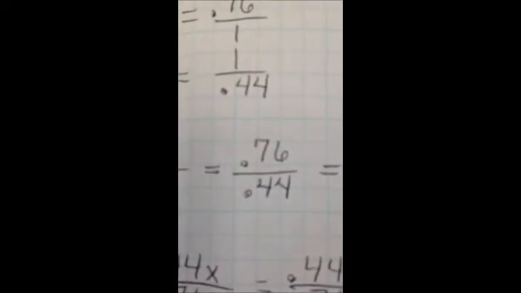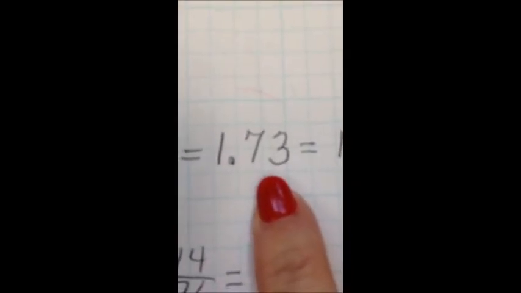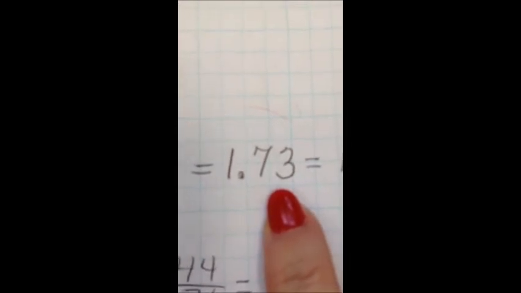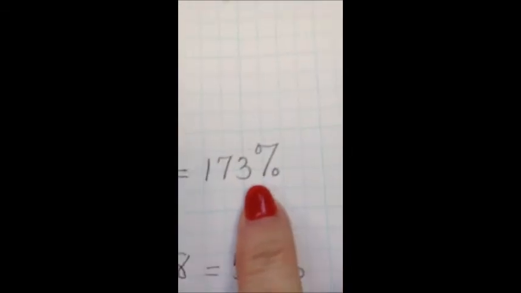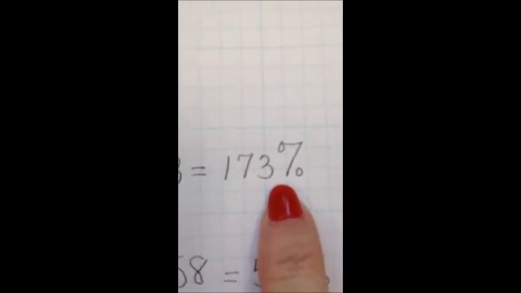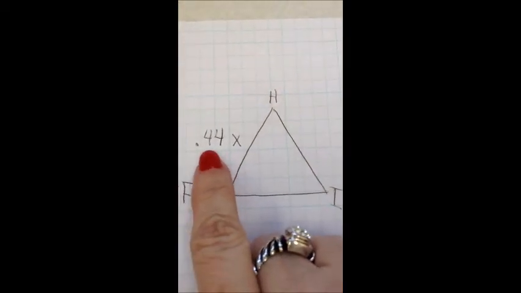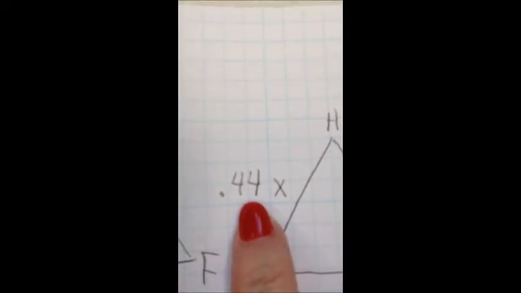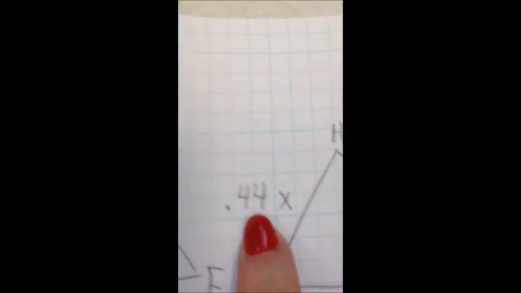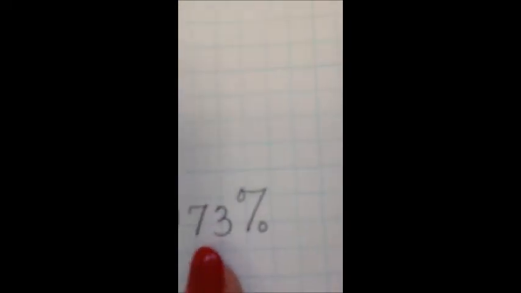All I did is do 0.76 divided by 0.44, and I get 1.73, and as a percent, I move that 2 places to the right, and that would be 173%. So now let's think about that. If this side is 0.44 and this one's 0.76, 0.44 times 2 would be 0.88. So that would be what 200% would be. So this one is not quite that, and this isn't quite 200%.